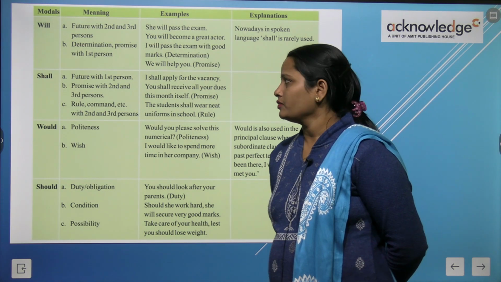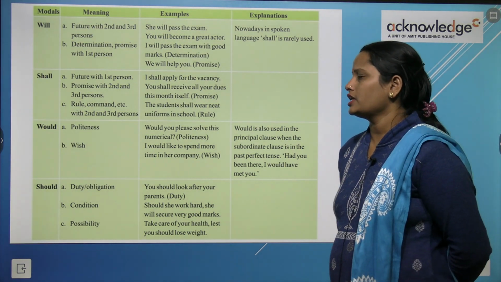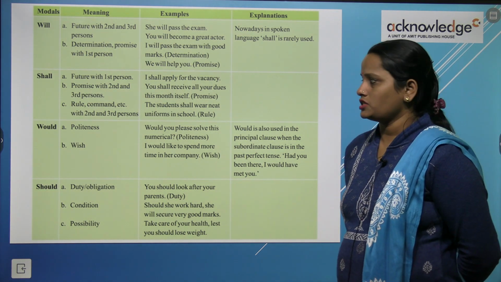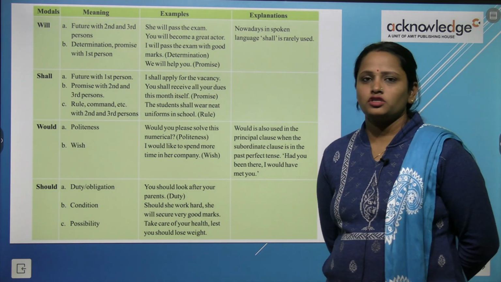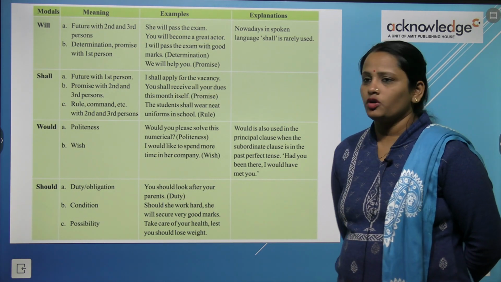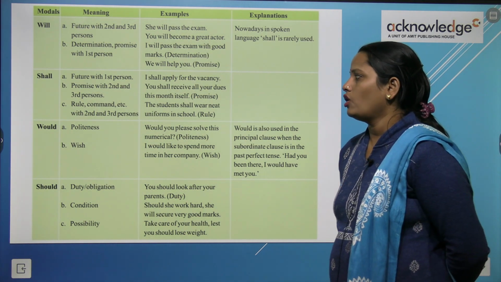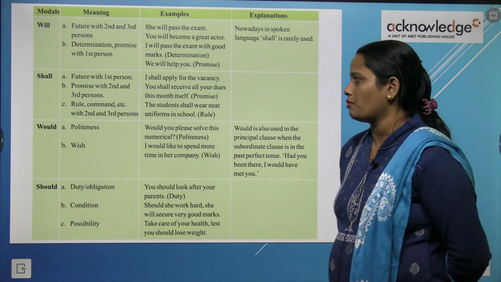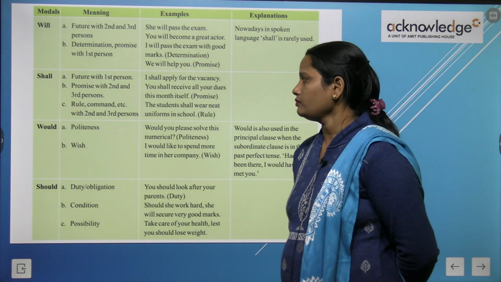Next is shall: future with first person, promise with second and third person, rule, command, etc. So we use it for the first person, and for any promise we have made to the second or third person we use shall. And for giving any command to the second person, for that too we use shall.